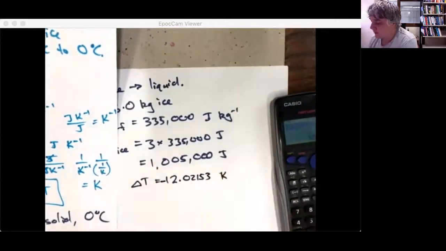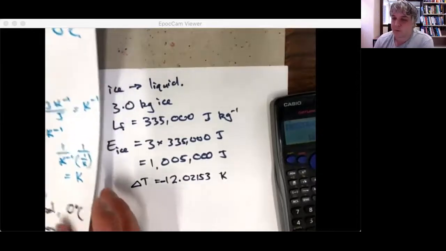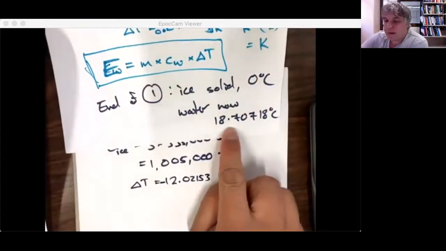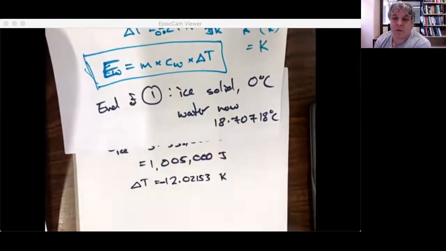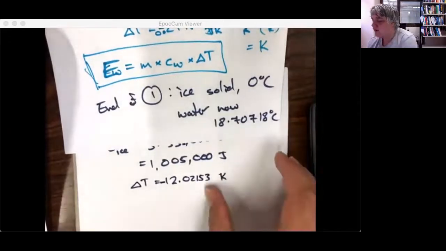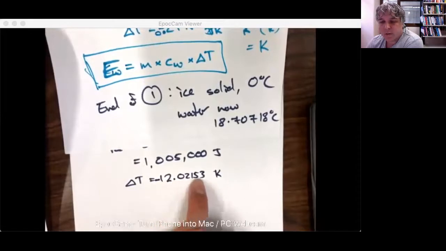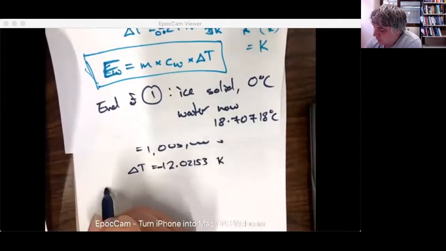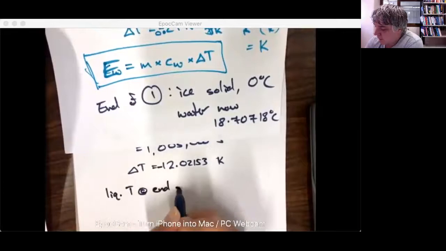We know it's a drop in temperature because it is losing that energy to the ice as the ice converts to a liquid. Now remember that at the end of phase one, or step one, we had a temperature of only 18.70718. It had already dropped a third of a Kelvin, or a third of a degree Celsius, from its original temperature, and now it's dropping another 12.02153 Kelvin.